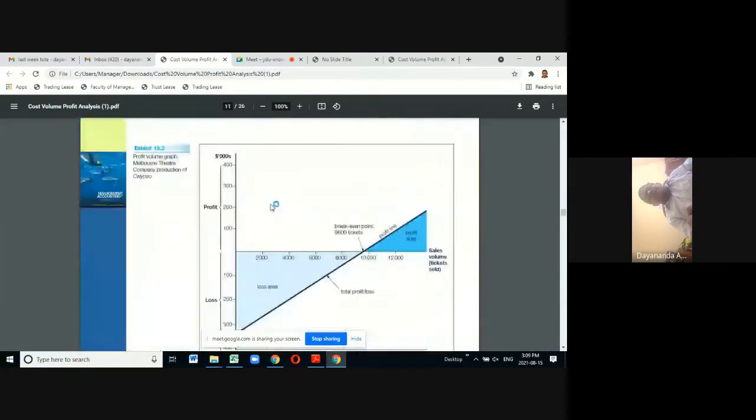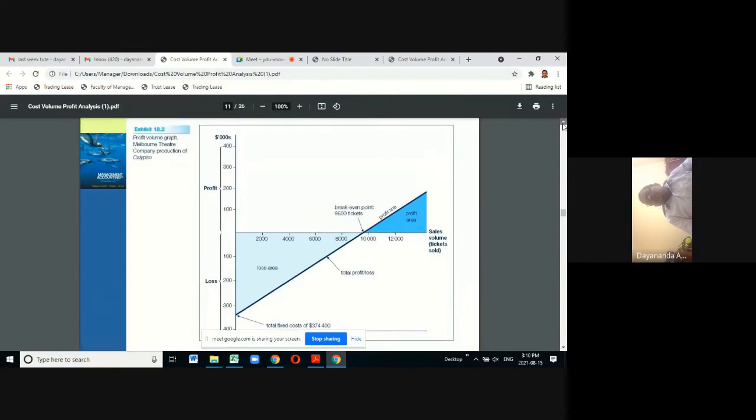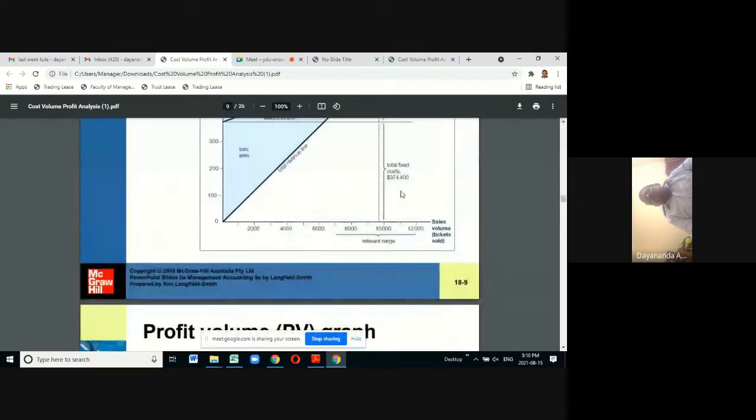Right, coming back to the profit chart, you see here, very simple. This axis represents profit and loss. This is profit, down here is loss. So this part is positive, this part negative. And of course, we take sales volume in tickets, and assume that in this business 0 tickets are being sold. What is the loss? If 0 tickets are being sold, your loss would be equal to the fixed cost.